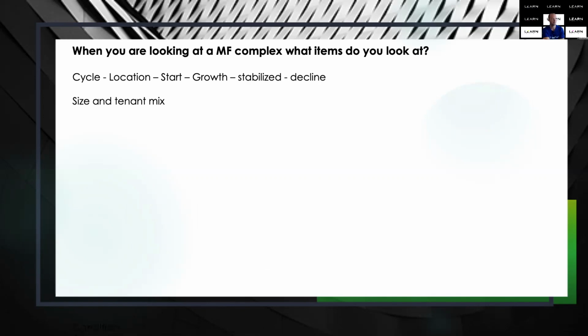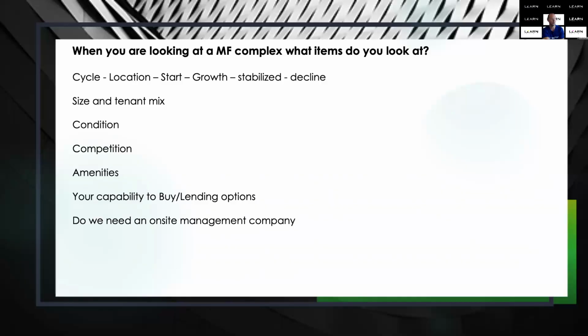Size and tenant mix, condition, competition, amenities, your capability to buy, your lending options. Do we need an on-site management company? What deferred maintenance is there? And can we force appreciation or upside? Now, some of these are cyclical for sure, and some aren't. Location may not be cyclical. If you're in a super hot location, it may always be a super hot location. Condition, obviously. Competition goes back to cycle.